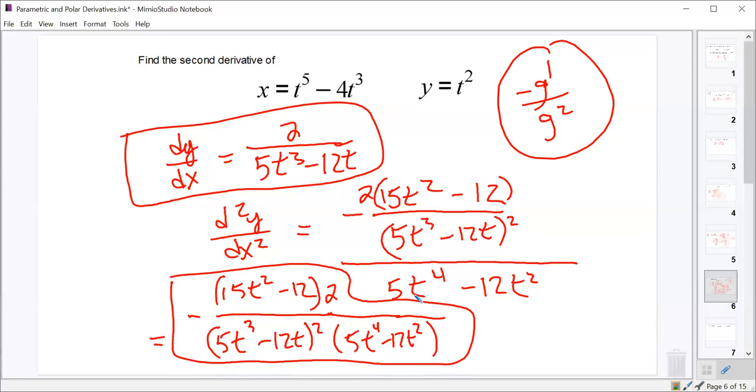the dx dt, because that's what our second derivative with respect to x of a parametric is, right? It's dy dx with respect to t differentiated again, divided by dx dt. And dx dt is 5t to the 4th minus 12t squared. And so then we just drop this denominator with this denominator and put it together as a single fraction. Does that make more sense? Or is that still confusing?